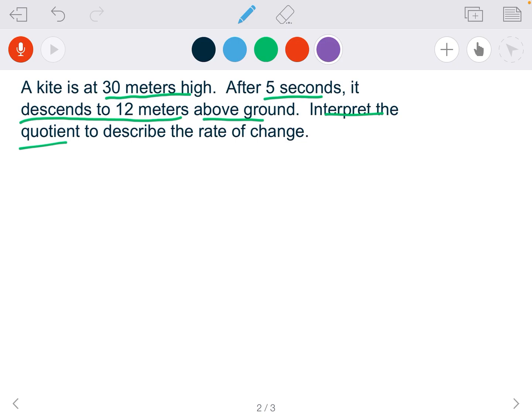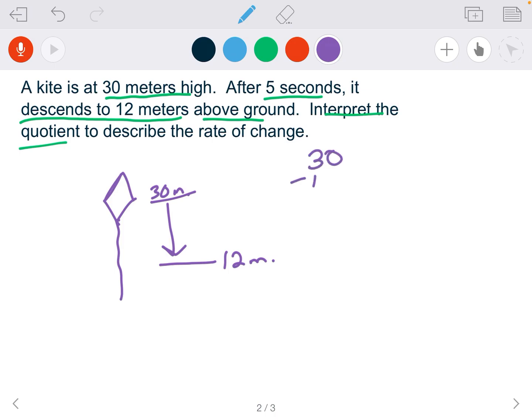So I know that a kite, there's my kite, starts at 30 meters high. It goes to 12 meters above the ground. Interpret the rate of change. So from 30 meters to 12 meters, I need to know that distance. So I'm going to take 30 and subtract 12. And that gives me 8. So 8 meters is what I'm looking at.